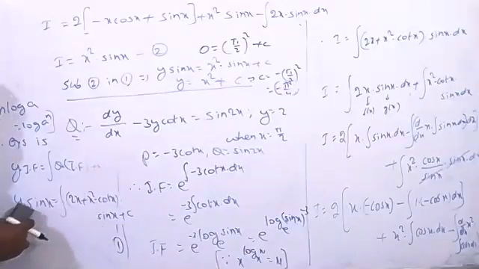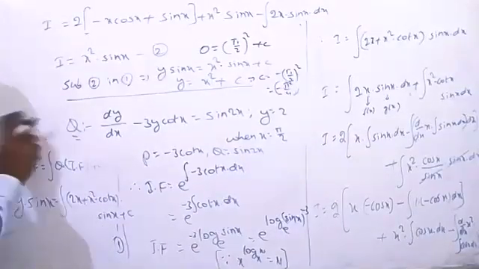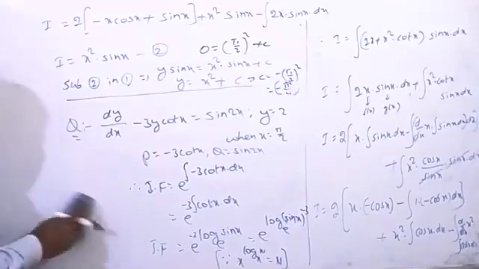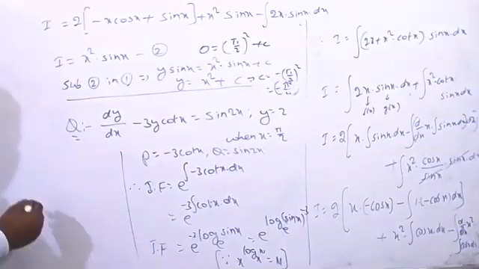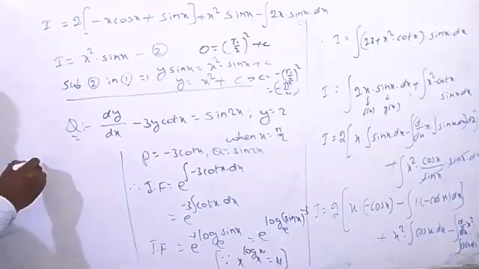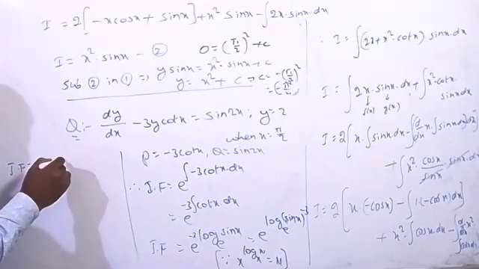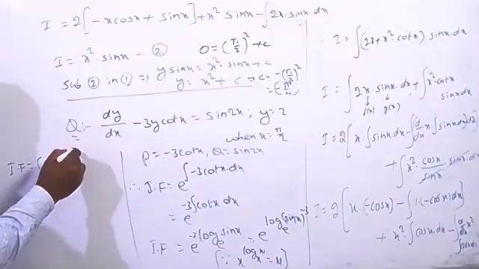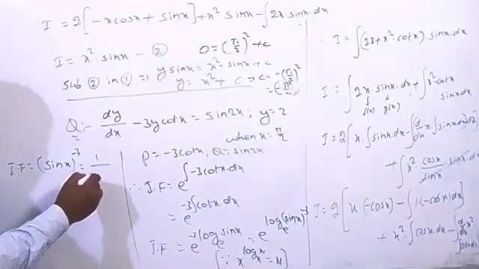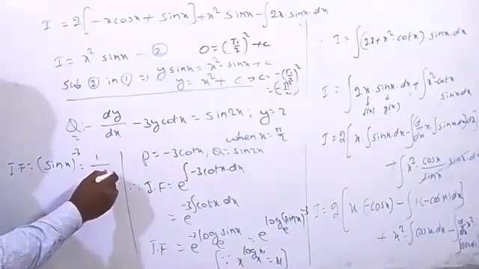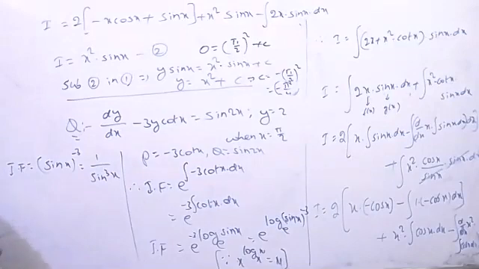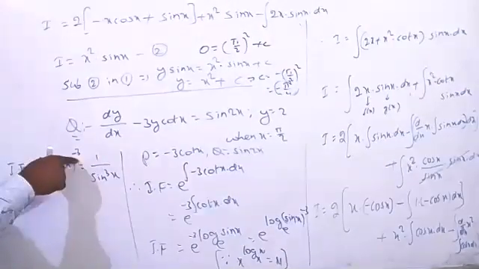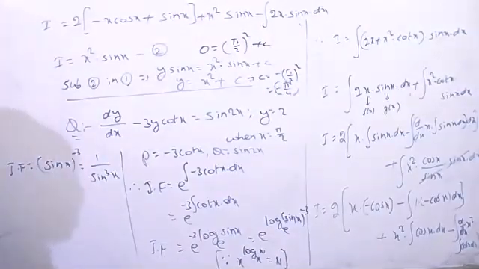The integrating factor is how much? The integrating factor equals sin x whole power minus 3, and this can also be written as 1 by sine cube x, because it is sine cube x whole power minus 1. What is the meaning of inverse here? Reciprocal, 1 by. This is the integrating factor.